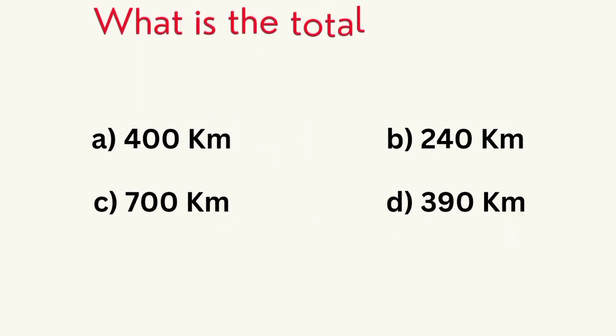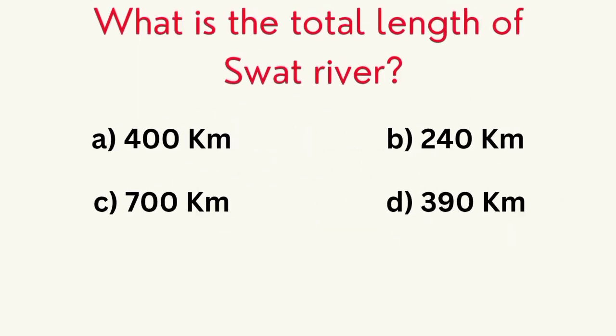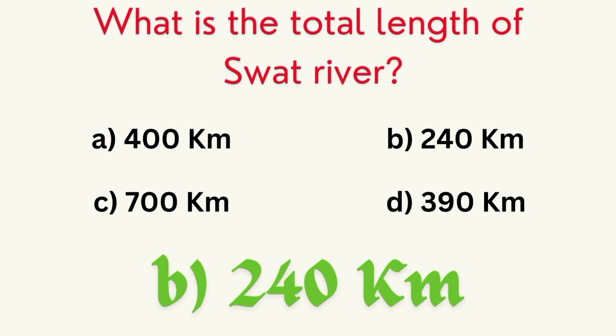What is the total length of Swat River? A. 400 kilometers. B. 240 kilometers. C. 700 kilometers. D. 390 kilometers. Answer, B. 240 kilometers in Khyber Pakhtunkhwa.